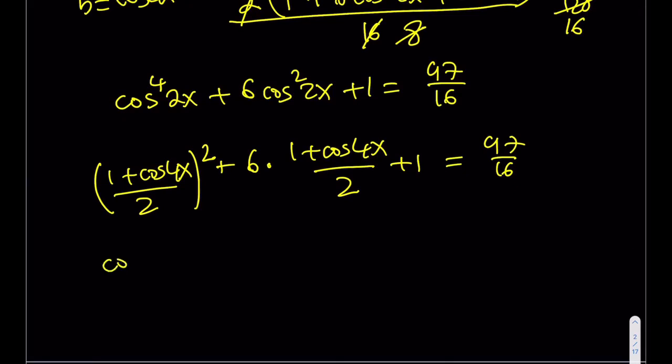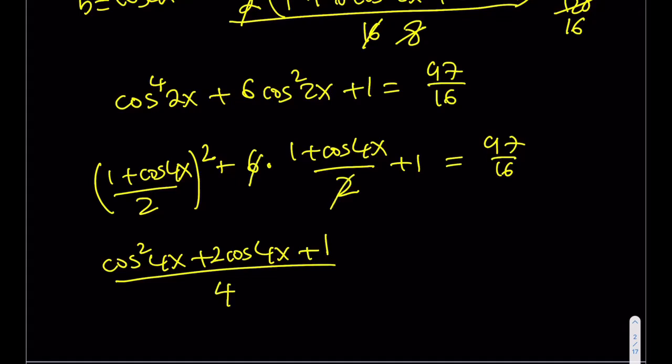This is going to give me cosine squared 4x plus 2 times cosine 4x plus 1 over 4. And these two are going to cross cancel. And that's going to give me 3 cosine 4x plus 3 plus 1. That's going to be a plus 4 here. And that's going to be 97 over 16.